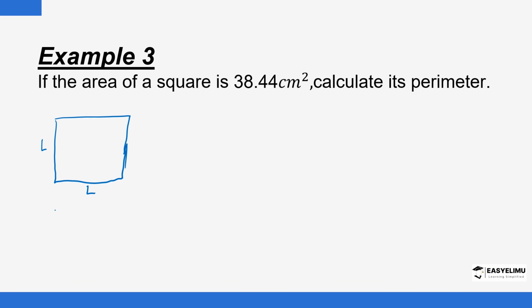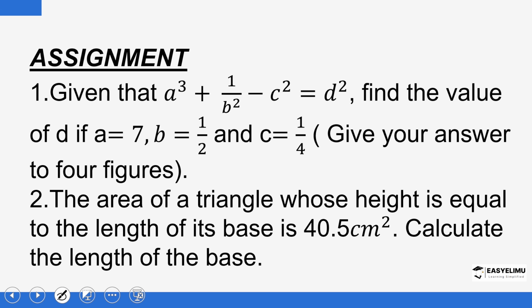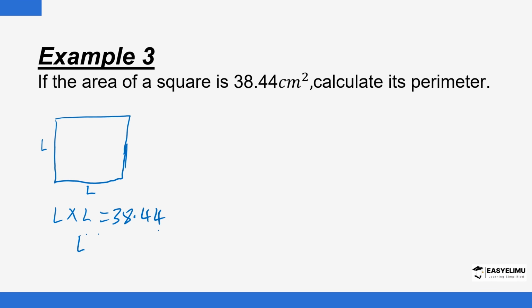So what it means is that if you find the area, it's supposed to be length by length, which equals 38.44. So this is going to be L squared. So L squared is equal to 38.44.